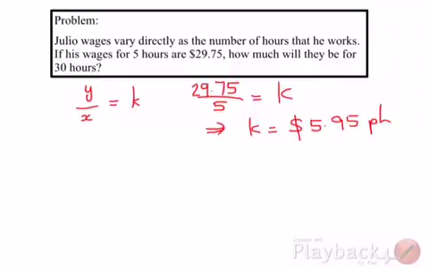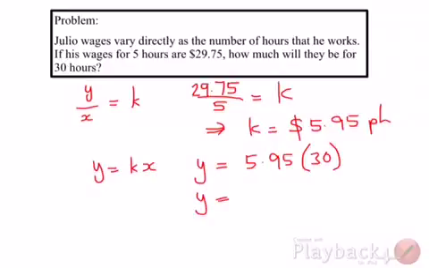So if I want to work out how much he'll get after 30 hours, I have to do y is equal to kx, so y is equal to 5.95 for 30 hours. So y is going to be equal to $178.50. Okay, so we get the idea of varying directly. So again, the number of hours that you work, as that increases, so too do your wages. So if you're working 30 hours, you expect to be paid more, which is 178.70.